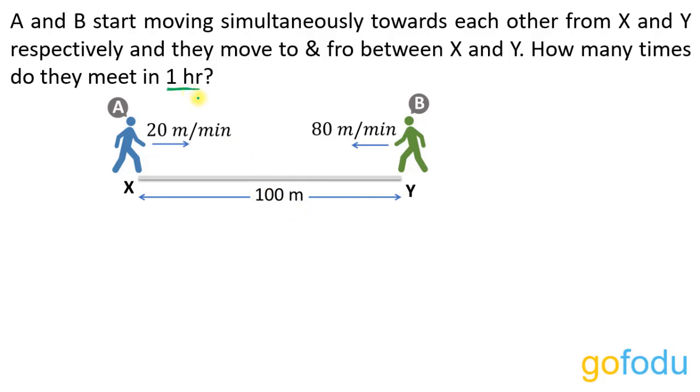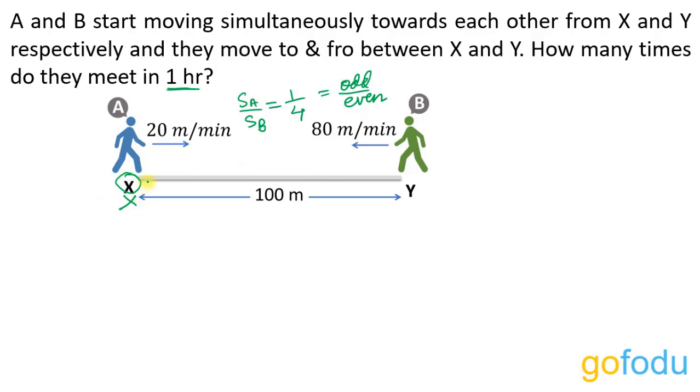So here SA upon SB is 20 upon 80, that is 1 upon 4. This is odd upon even. And we have seen that in the odd upon even case, B will be taking an even number of rounds, and starting from Y, B will always end up at Y only. So the meeting will never happen at X.